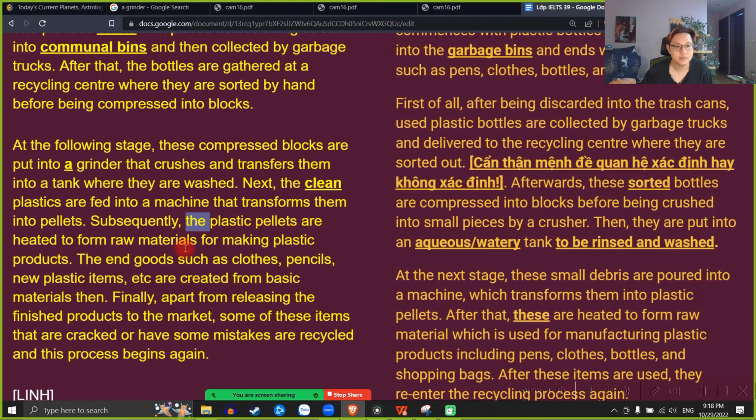Are heated to form raw vật liệu, chỉ có một vật liệu thôi. There's only one material, right? To form raw material for making plastic products. Vấn đề and is good là không được nè.